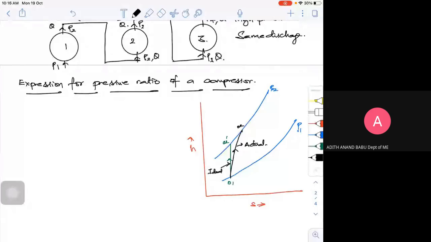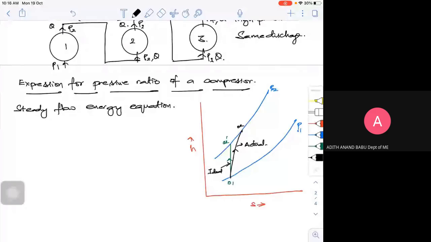Now, if we want to derive the expression for the pressure ratio, we have to start with the steady flow energy equation. Let us make it the starting point, which you already know as the first law of thermodynamics. So to obtain the expression, the steady flow energy equation for the turbo machine or your compressor. So let us write it.